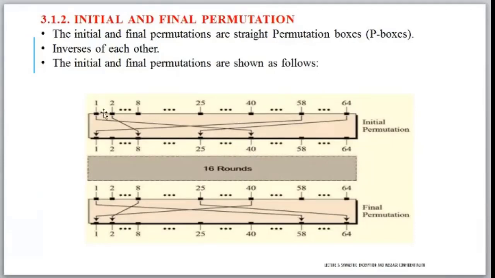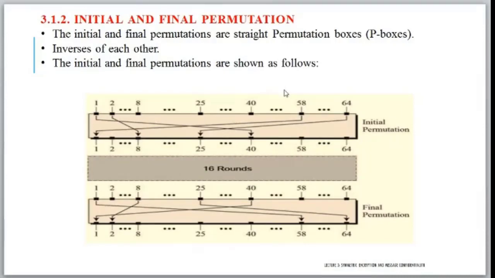Whatever is available in the second position, I'm going to move to the 8th position. The value available in 58, I'm going to move to the first position. The data available in 64, I'm going to move to 25. So this is called the initial permutation. You are just changing the position of the bits.